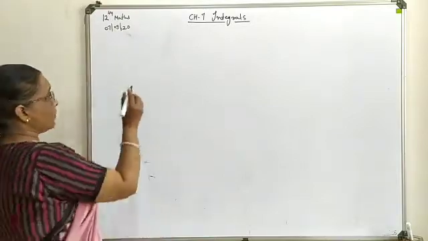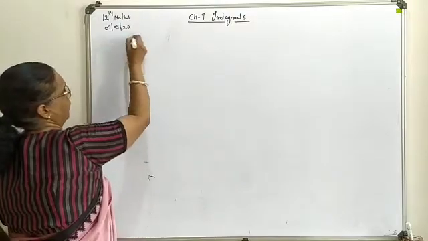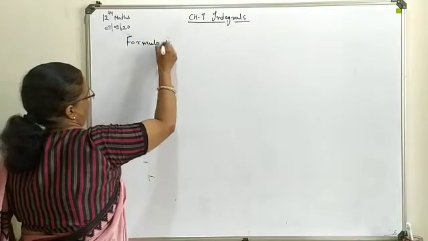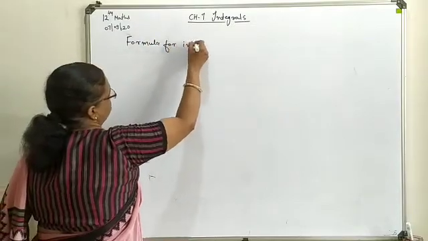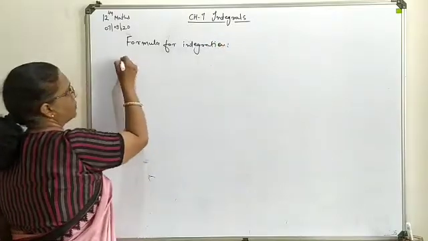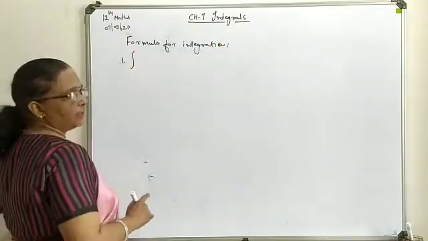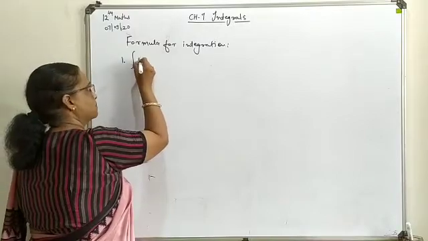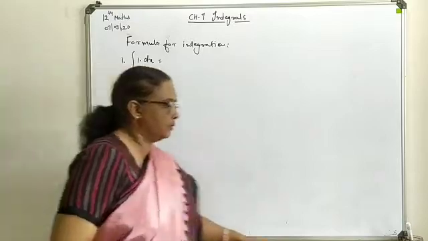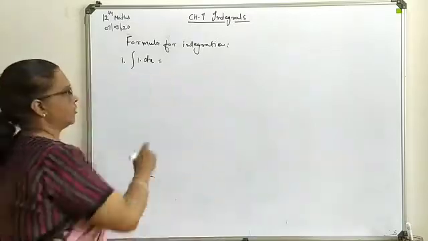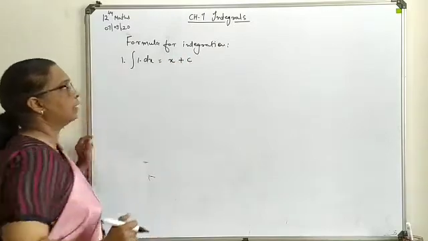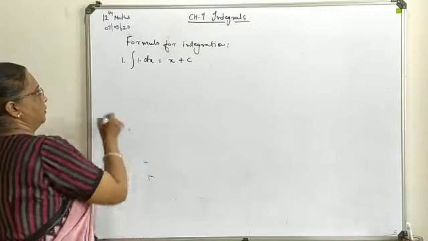Now first we list the formulas for integration. First of all, let's start with the constant term, that is 1. With respect to any constant term, if you write the integration, it will be x, and everywhere you write the constant after writing the integration.